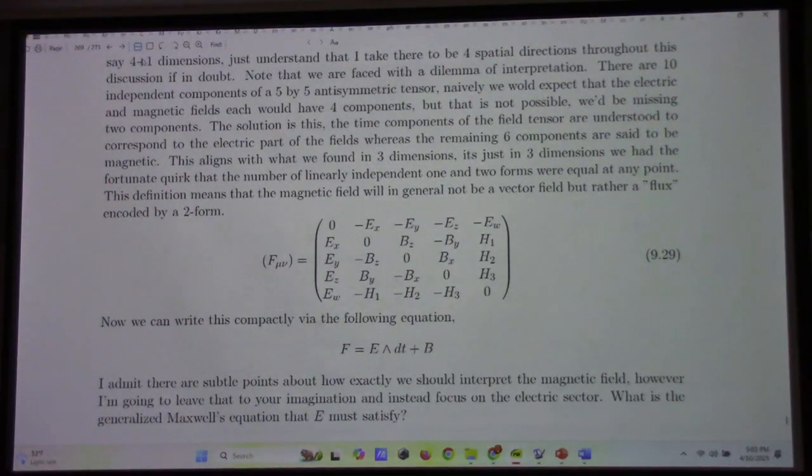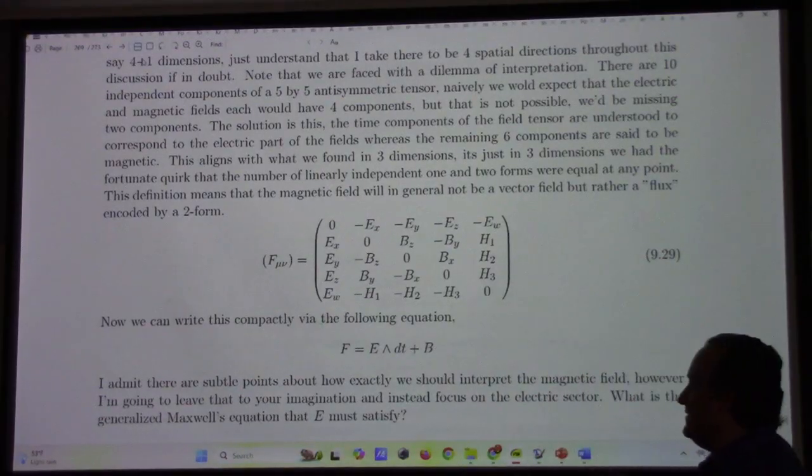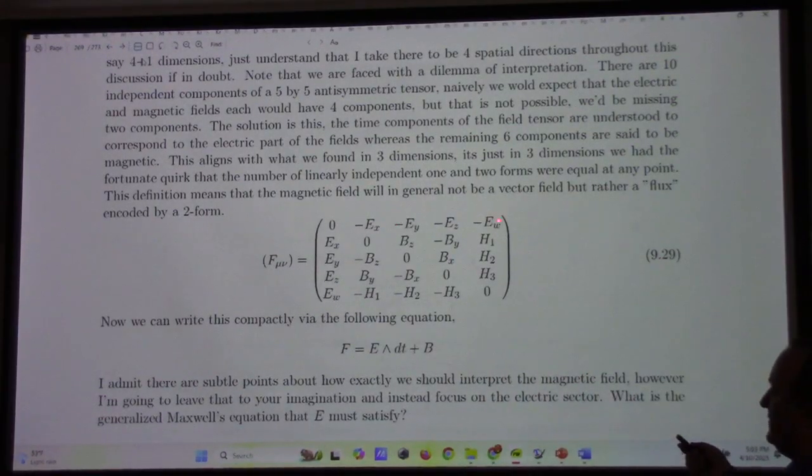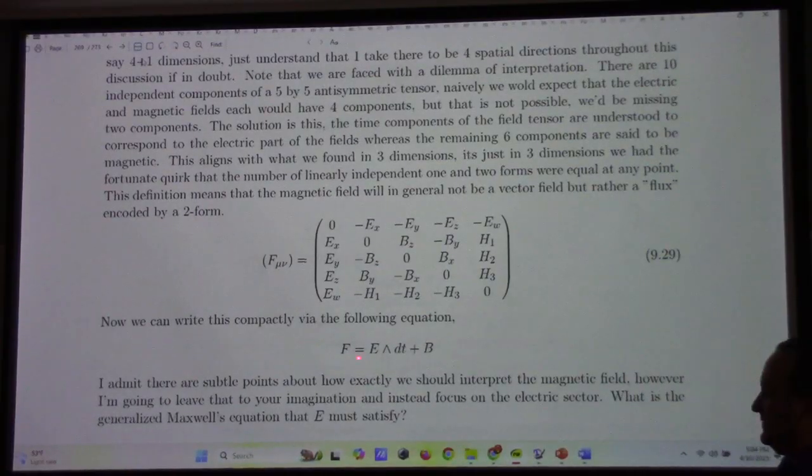here is what the Faraday tensor in a 5-dimensional context would look like, something like this. We have a 4-dimensional electric field. We could still think of that. But the magnetic field has actually like 6 components. I'm not sure exactly how to think of that. More compactly, the Faraday tensor is E wedge dt plus B.